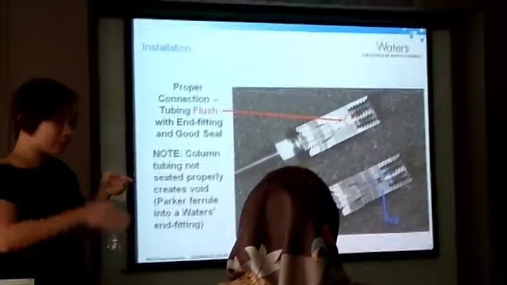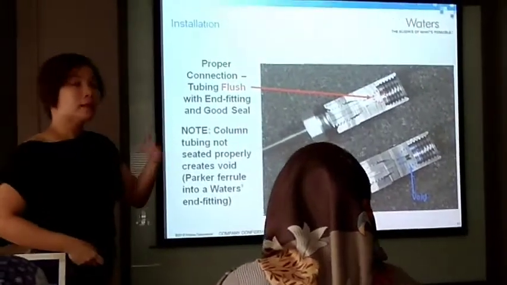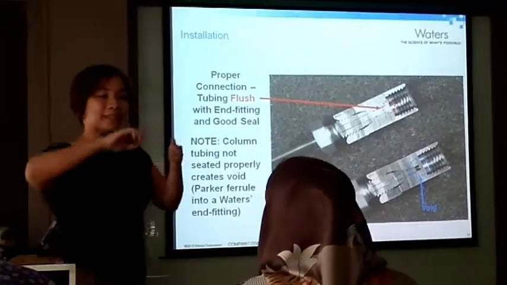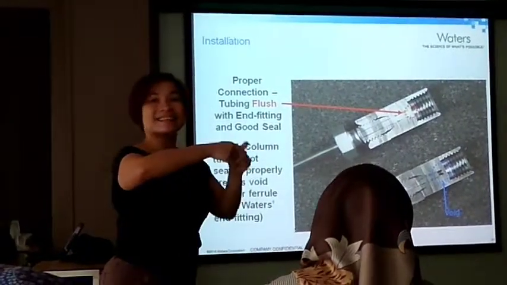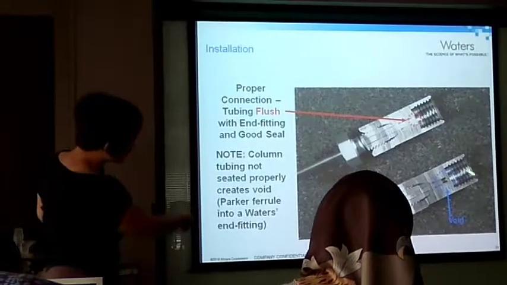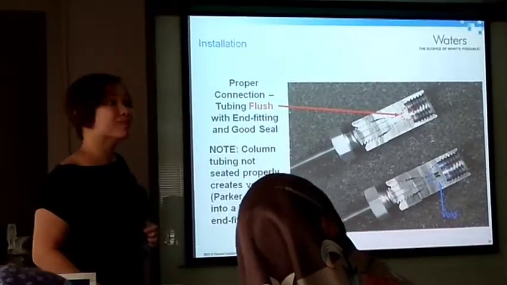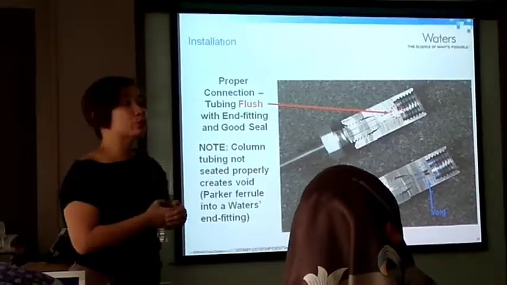Or you may even risk sometimes having a space here at the ferrule area. So stainless steel tubing will have this problem. PEEK tubing, because it doesn't fix to the position, you can push it through and tighten. So you will minimize this chance of having a void with a different brand of column. So that's why there are advantages of both PEEK tubing and stainless steel tubing.